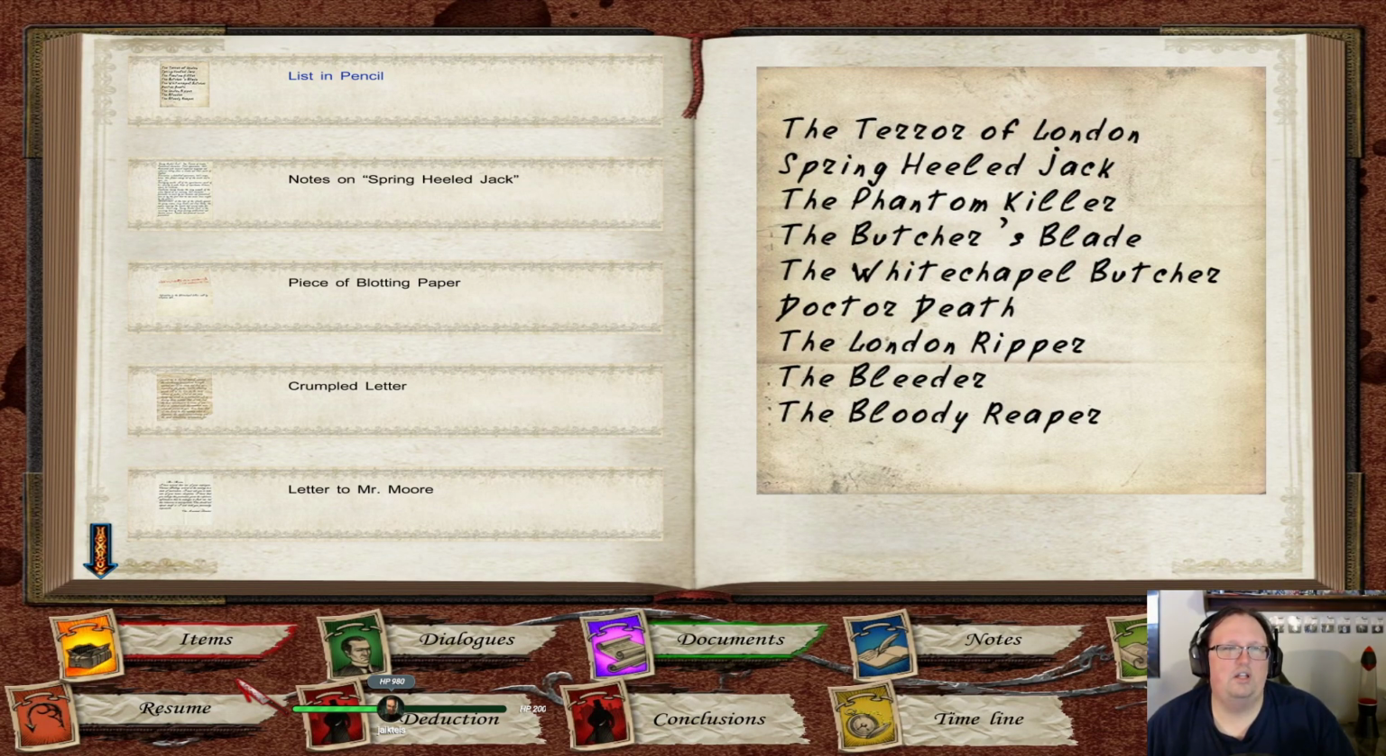The Terror of London, Spring Heeled Jack, the Phantom Killer, the Butcher's Blade, the Whitechapel Butcher, Dr. Death, the London Ripper, the Bleeder, the Bloody Reaper. What does that mean?